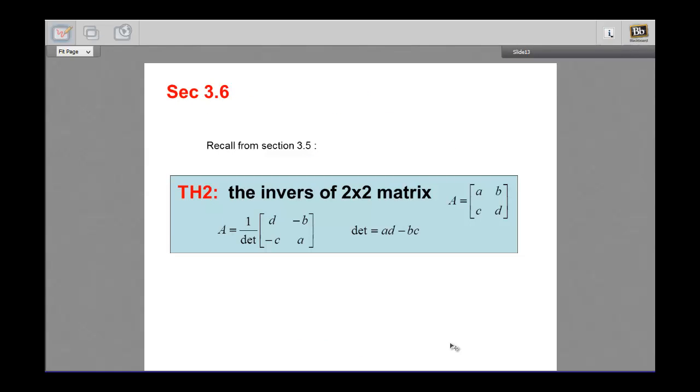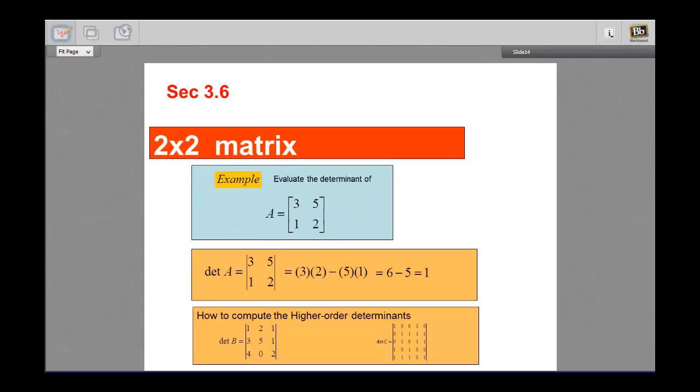So these are the methods that we discussed. Last week we discussed this method: if we have a 2 by 2 matrix and we want to find the inverse, then A inverse will be equal to 1 upon the determinant of A times D, minus B, minus C, A. So evaluate the determinant of this 2 by 2 matrix. What is the determinant here?